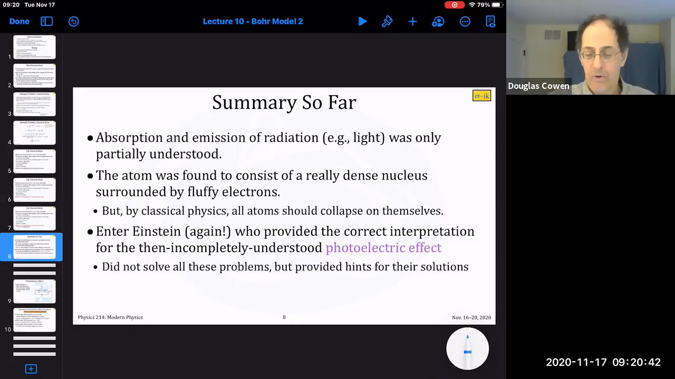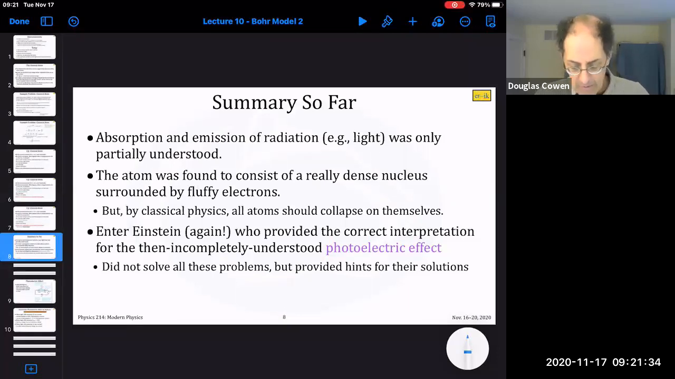So an atom, which originally was considered to be sort of a continuous smear of positive charge with little dots of negative charge in it, was actually found to have a really dense nucleus with a fluffy cloud of electrons around it. But of course, as I just said, by classical physics, all atoms should collapse on themselves, and they weren't. So that's sort of what the state of affairs was in the early 1900s. And then Einstein came along and provided the correct interpretation for something called the photoelectric effect, which at the time was not completely understood. It was partially understood. And in proposing an explanation that worked, Einstein opened up the path for quantum mechanics.